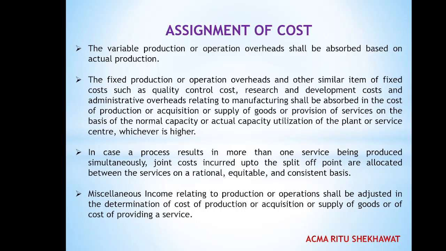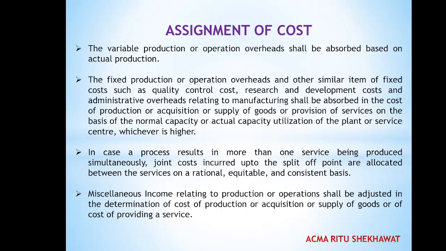So first, what do you mean by rational consistent basis? When we studied joint costing, we have different methods of distributing joint costs between the joint products, like sales value at split-off point, sales value after split-off point, net realizable value, contribution margin method, reverse cost method. These are all the methods. If you have joint and by-products during the production, you have to distribute the joint cost on a rational and consistent basis.